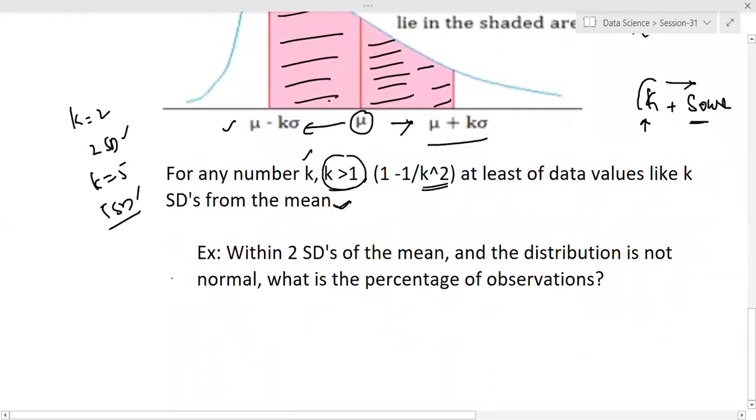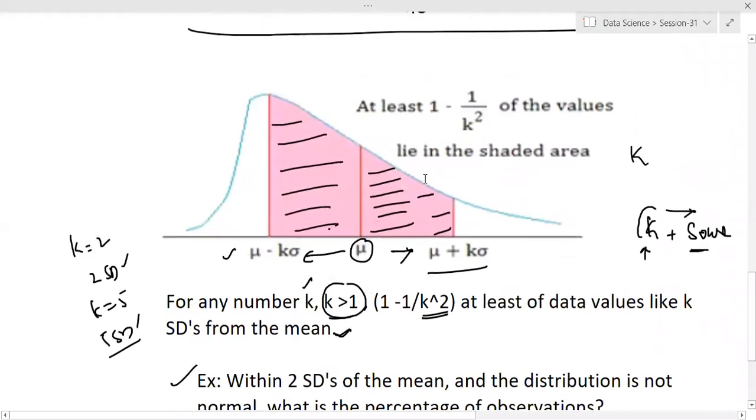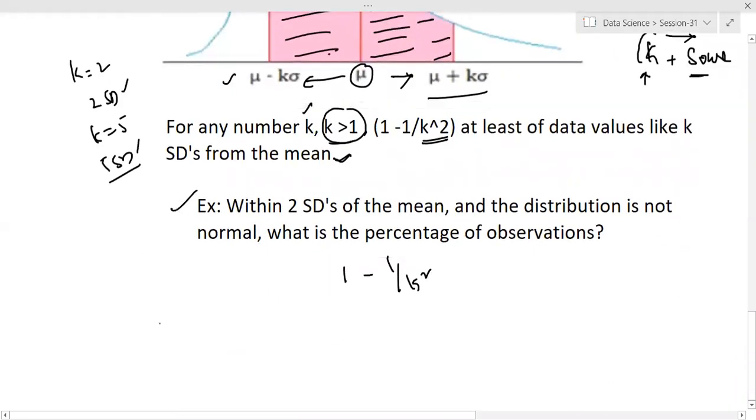Now, I am asking this question, friends, because I have the formula in front of you, which is 1 minus 1 by k square. Now, can you analyze this statement, friends? What exactly? Within two standard deviations of the mean, and the distribution is not normal. And what is the percentage of the observation?